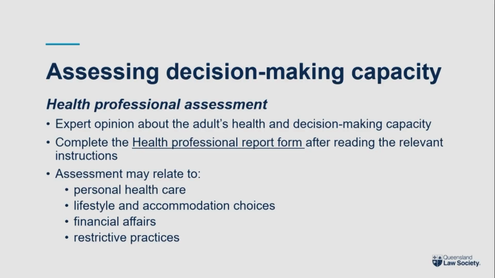But it's how that impacts a person's ability to make particular decisions relevant to their life. So if a person has a condition or a diagnosis of a particular condition, how does that impact their ability to make healthcare decisions, lifestyle, accommodation decisions, financial decisions? And then we also touched briefly on restrictive practices, because that is also included in the legislation and the health professional report. Can you explain what restrictive practices are?